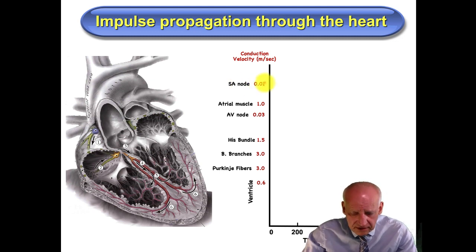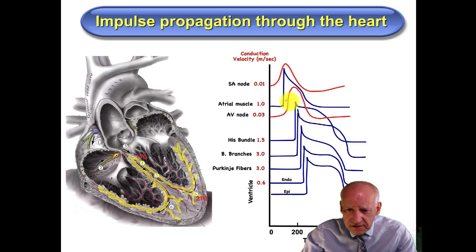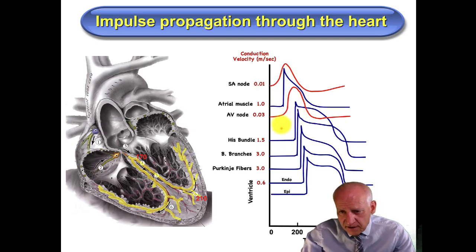So the impulse is initiated in the SA node, shown here, and then it propagates in the following manner through the conduction system very, very rapidly. This is the part that is important, and that is the AV nodal delay, this delay right here. And it's all because of the slow conduction velocity through that AV node.